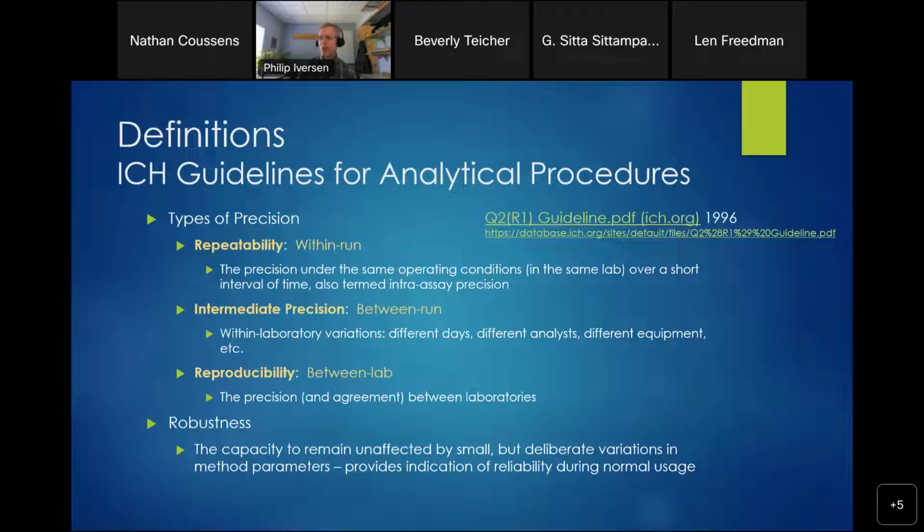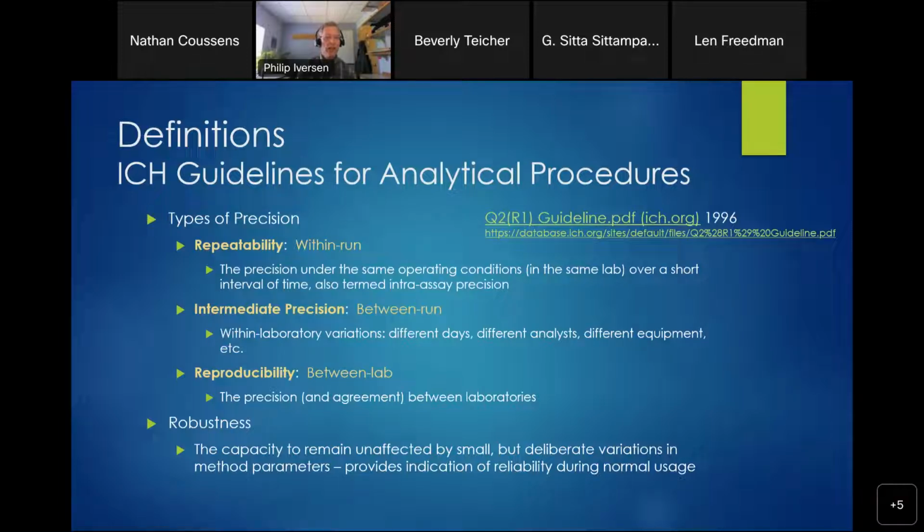Reproducibility, then, is the between lab precision. And we could talk about agreement between laboratories. Precision and agreement are kind of the same thing, really, near synonyms, you might say. But that's about between laboratory agreement or precision.